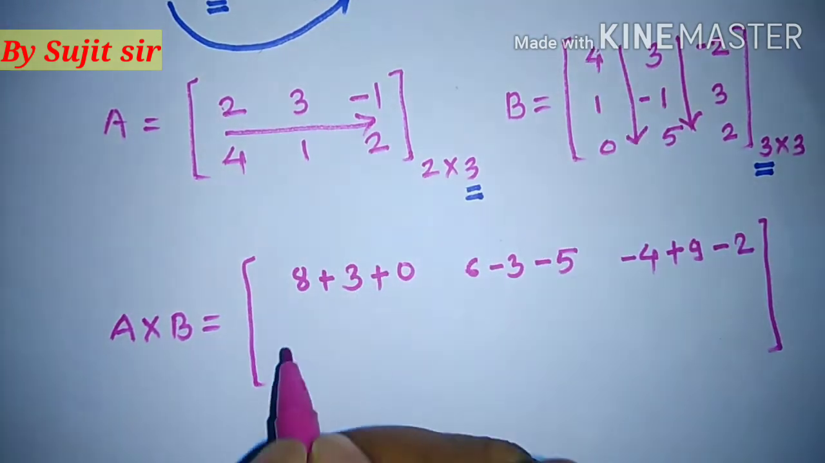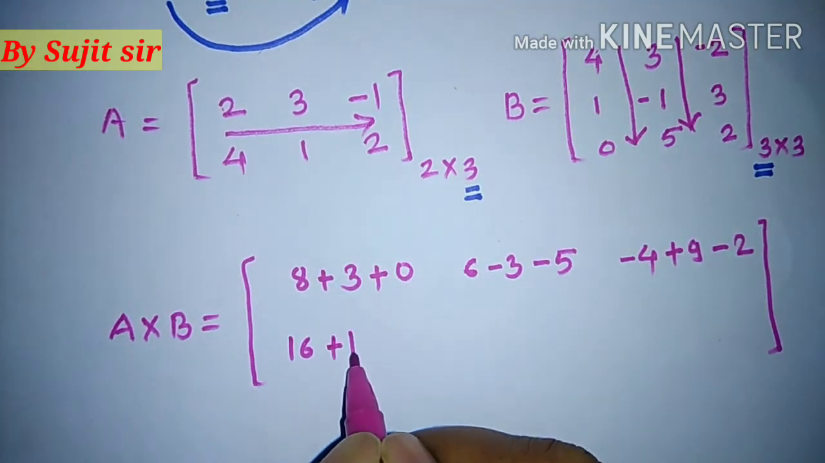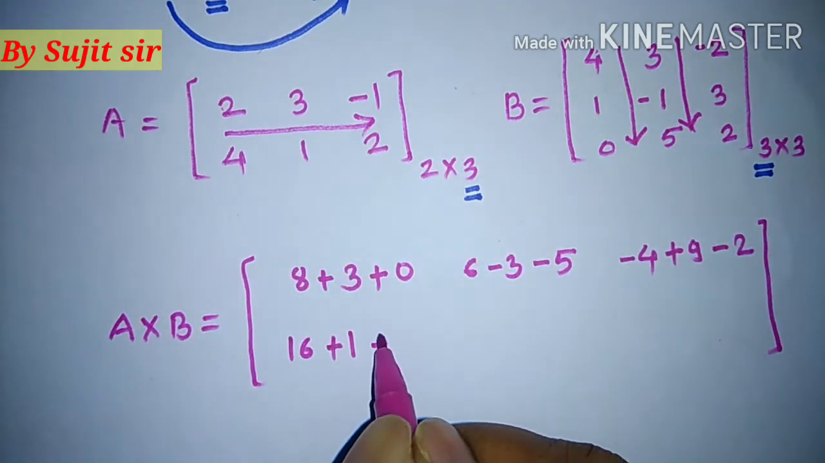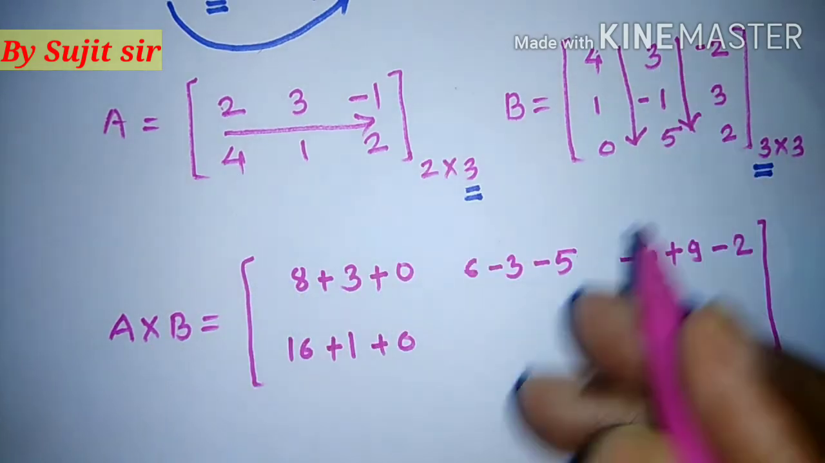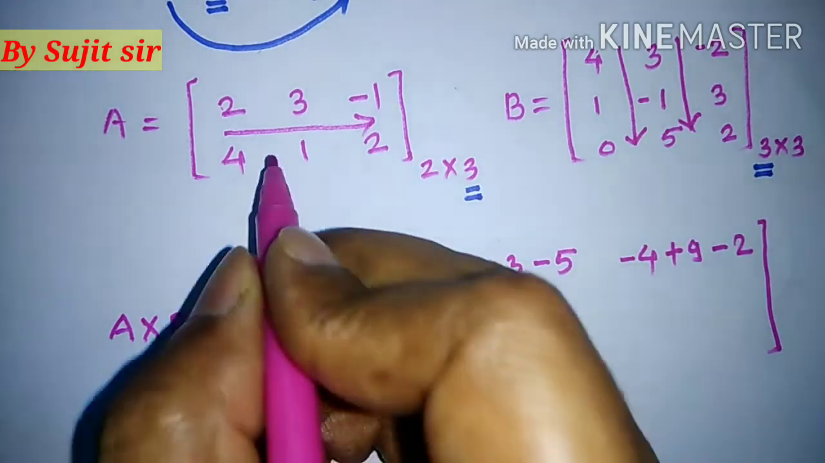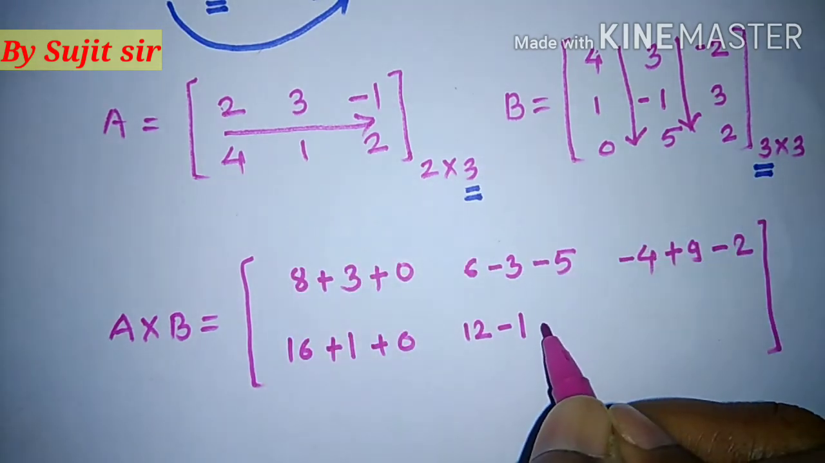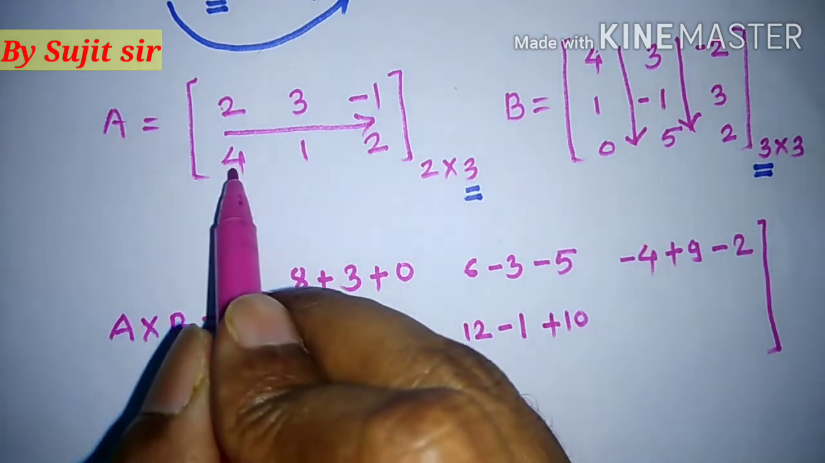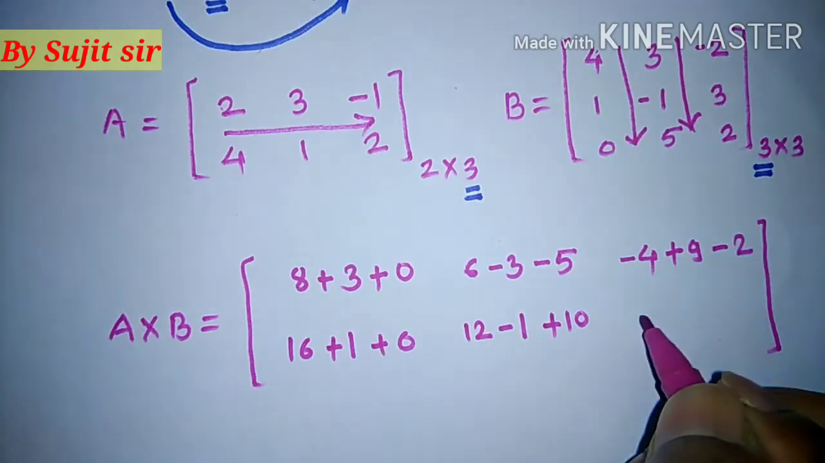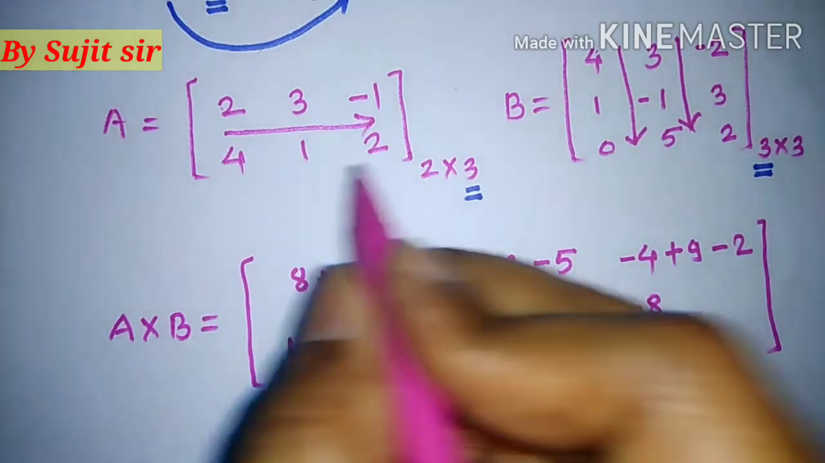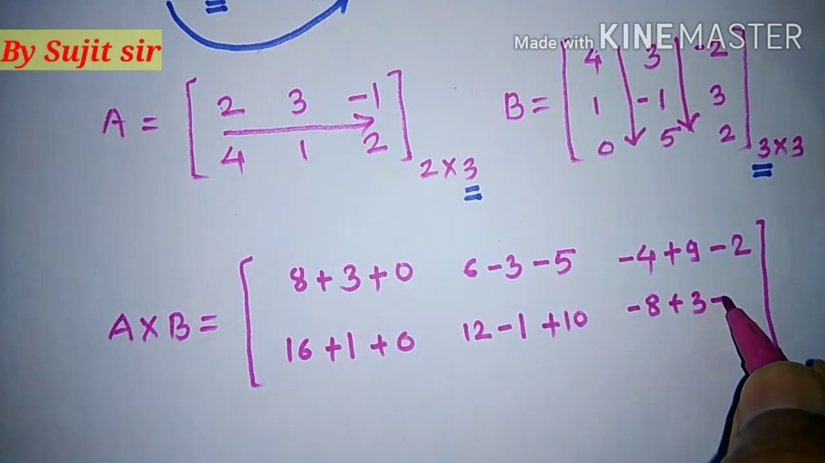4 into 4, 16. 1 into 1, 1. And 2 into 0, 0. Then second row, second column. 4 into 3, 12. 1 into minus 1, minus 1. And 2 into 5, 10. Now third column. Second row, third column. 4 into minus 2, minus 8. 1 into 3, 3. And 2 into 2, 4.